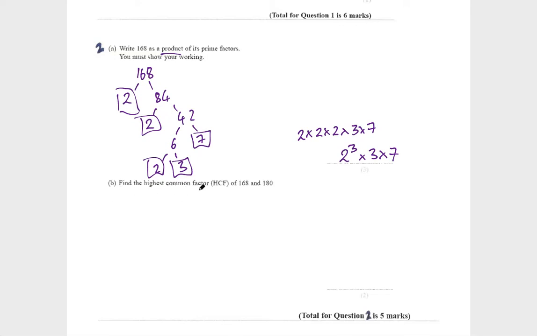Find the highest common factor of 168 and 180. Well, I've already worked out the prime factors of 168. If I hadn't, I could just do a list of all of the factors of both of these numbers and look for the highest one. But seeing as I've already done some of this work, I'm going to use the method that compares prime factors of these. So I'm going to do a prime factorization of 180 in the same way.